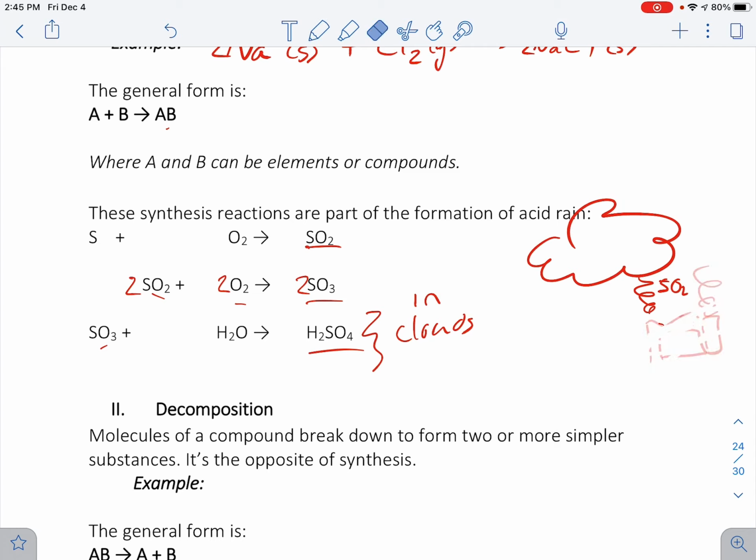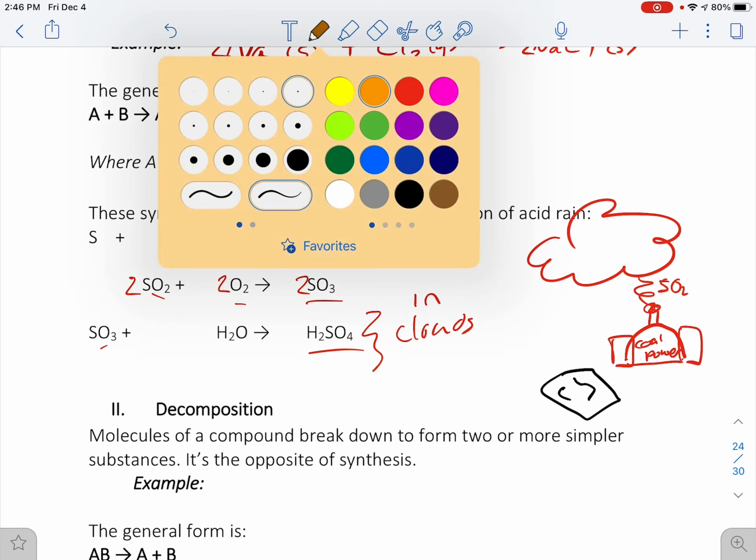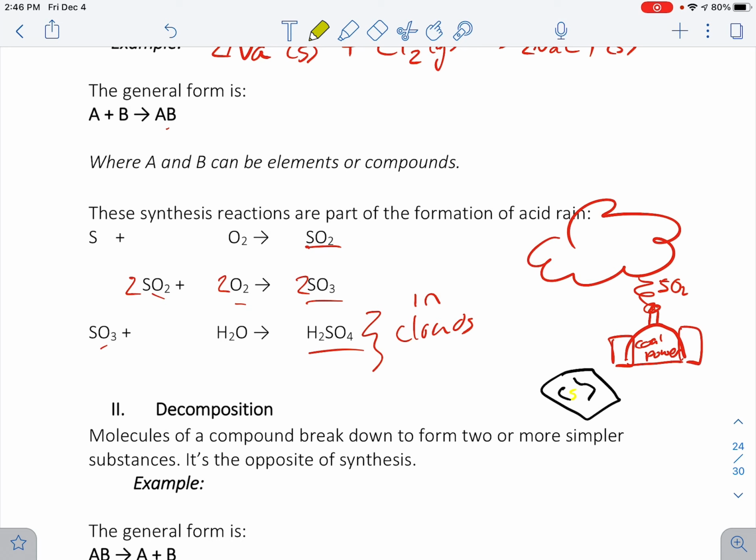So in coal, we're going to make it a coal power plant. I don't know if that looks anything like a building, but that's okay. And so in the coal, maybe I'll use gray, black. So in your coal rock, you have little sulfur molecules. There's sulfur. I'm going to make them orange so you can see them. So there's sulfur molecules in the rock.